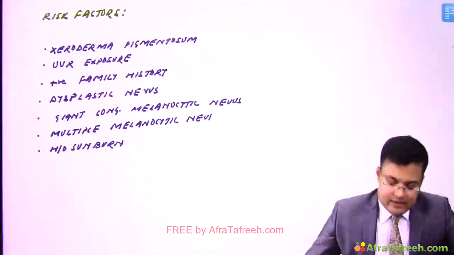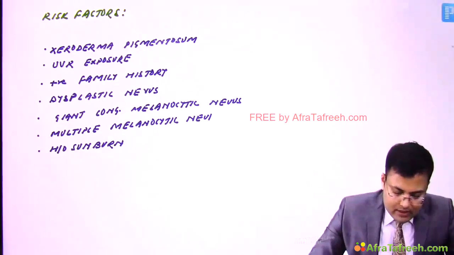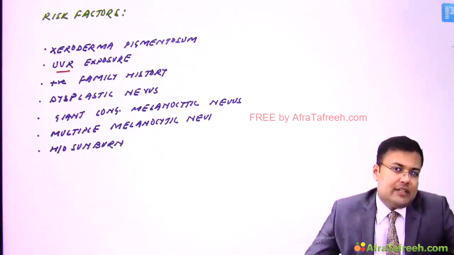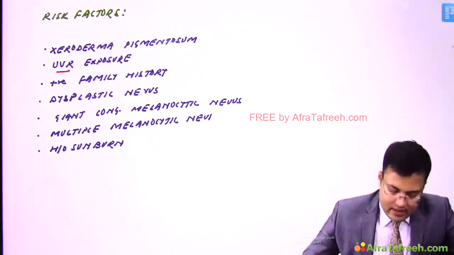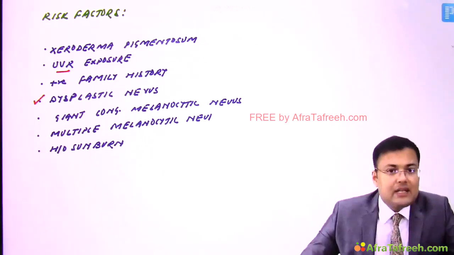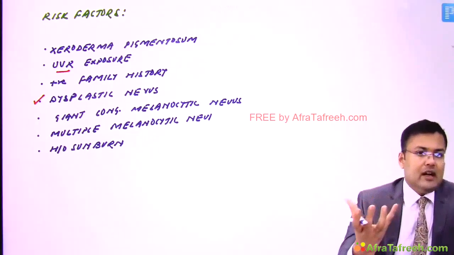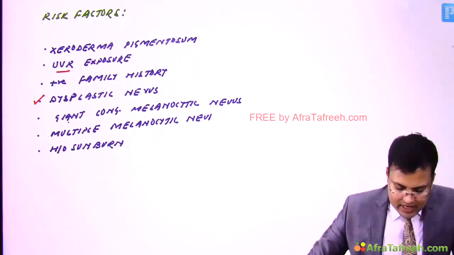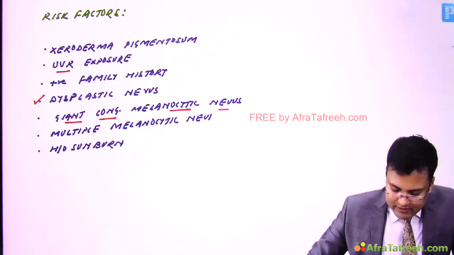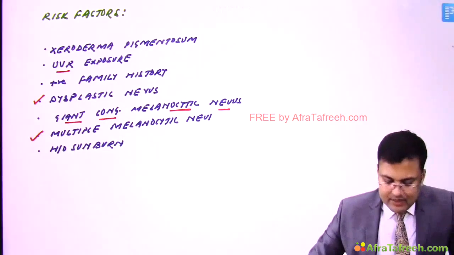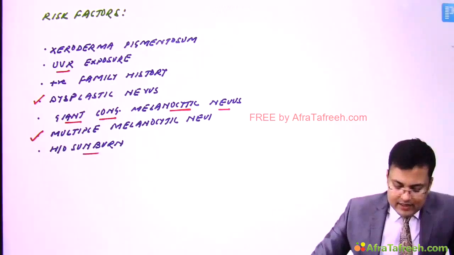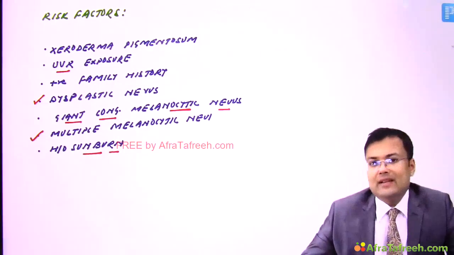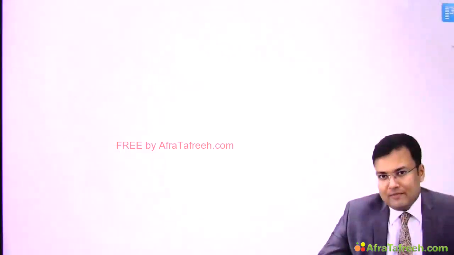So what are the risk factors? It's xeroderma pigmentosum, ultraviolet radiation exposure. If the patient is having a positive family history, this also increases the risk. And certain patients have dysplastic nevus, or sometimes you have seen a patient having a large black colored patch in the trunk, so giant congenital melanocytic nevus. If a patient is having multiple melanocytic nevi, or if there is history of sunburn, all these are the risk factors for malignant melanoma. Now coming to the types of malignant melanoma.